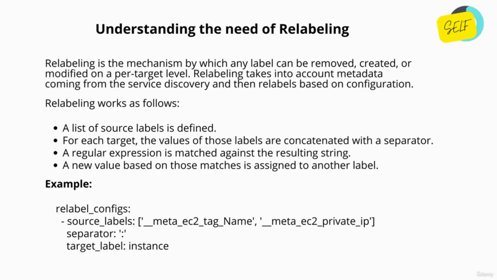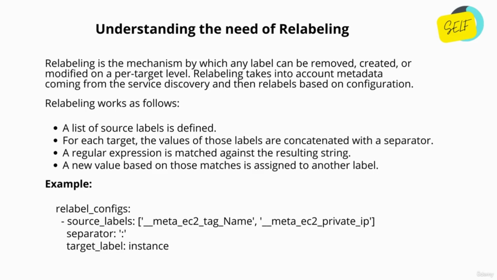So in this theory we have seen how we can relabel, what the steps are, and what is needed. Now, why do you need relabeling? Suppose we take the example of the last service discovery that we implemented, EC2 service discovery. When we enable the service discovery, by default it uses the private IP to discover the instances, and in the instance label that comes with the time series, it uses the private IP of that instance. Now let's say you want to update the instance label from private IP to public IP. That's where relabeling comes into the picture.